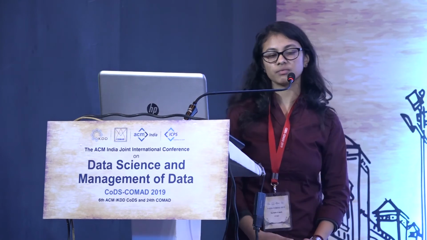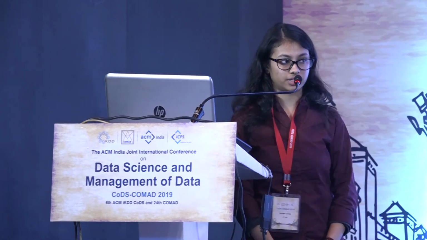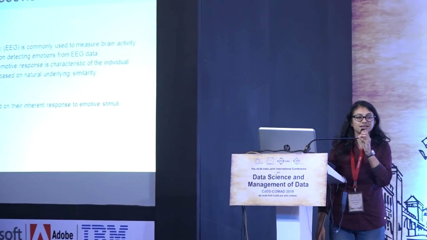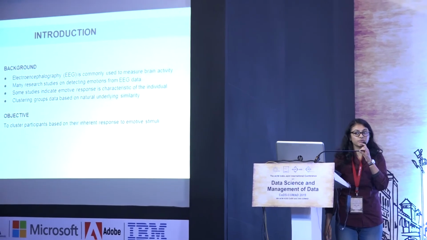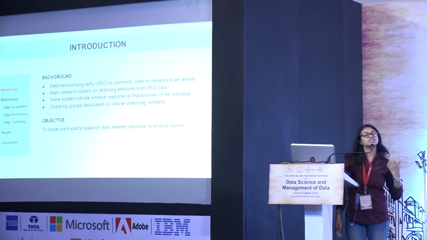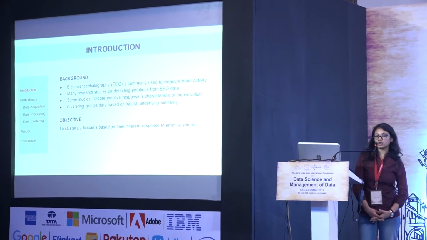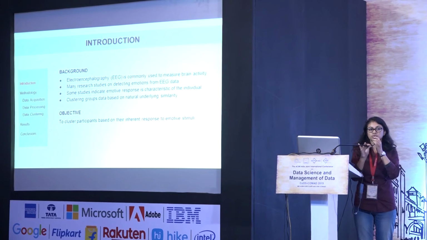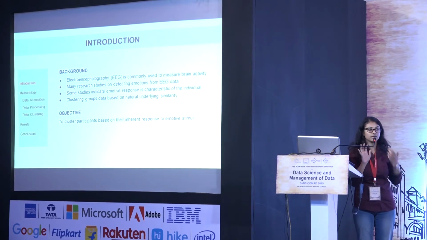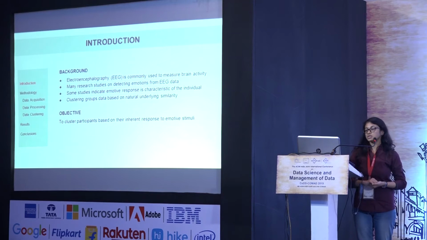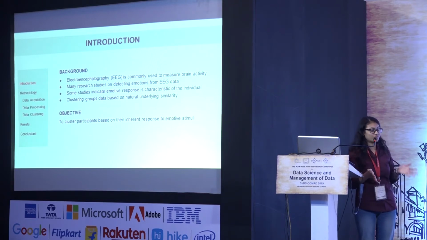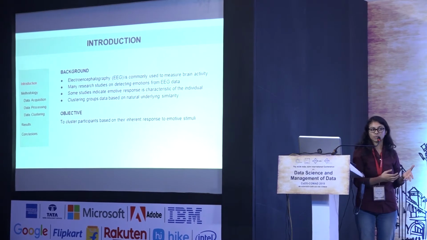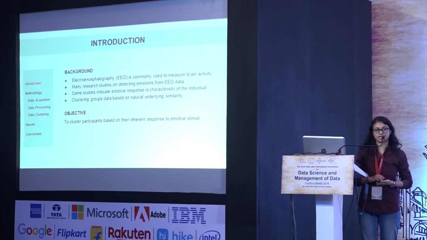EEG has been very commonly used for measuring brain activity, and that is because EEG is a non-invasive technique. Many researchers claim that it can be used to judge emotions. But on the other hand, there is also some research which says that it can't be used to measure emotions as well. Instead, you can detect the participants. So we wanted to compare these two contradictory approaches. So we had a comparison of participant-wise categorization to emotion-wise categorization.